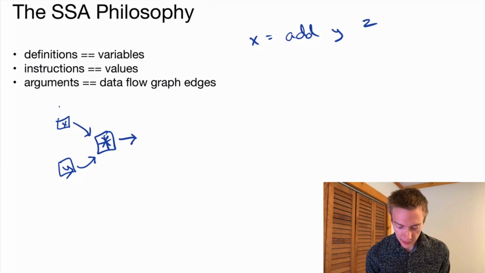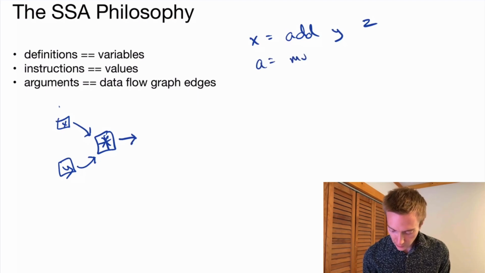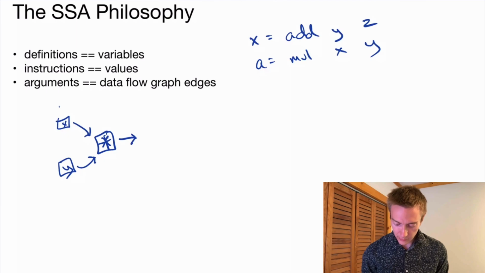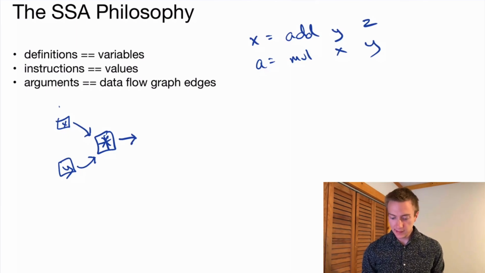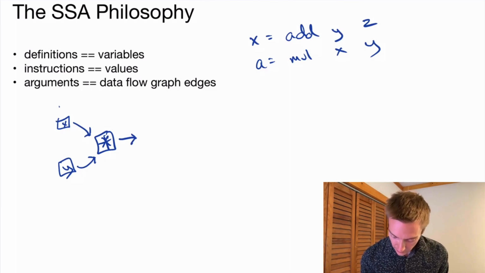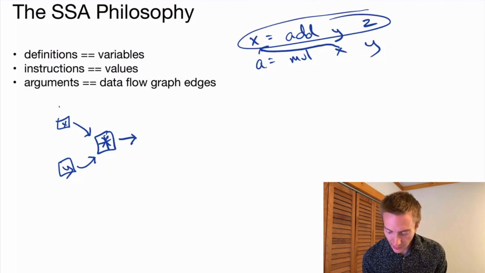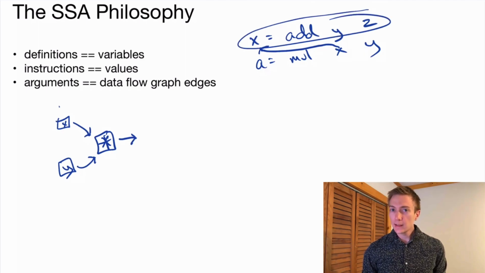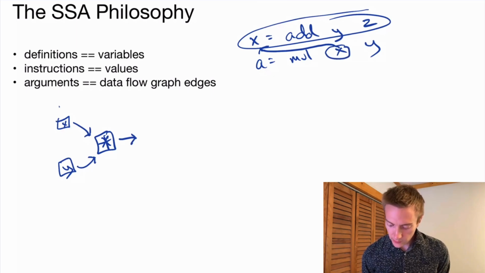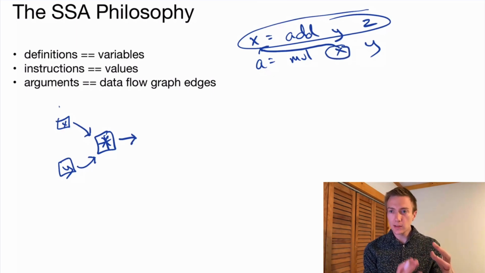So if instructions are actually values, and we have x equals add y z, and I'll do a equals mul x y, for example, then when we represent this, we can think of this reference to the variable x as being an edge in the data flow graph that points to the value that is the instruction add y z. That is, in SSA form, variable names become irrelevant because variables are exactly the same things as instructions. When we refer to variables as arguments, we're just having a pointer to the instruction where that value comes from.